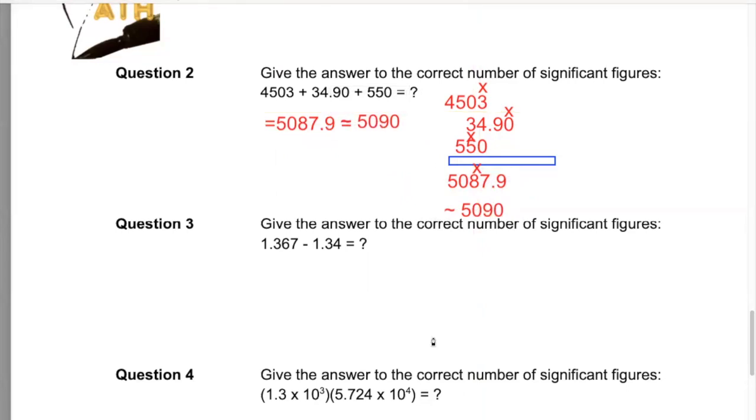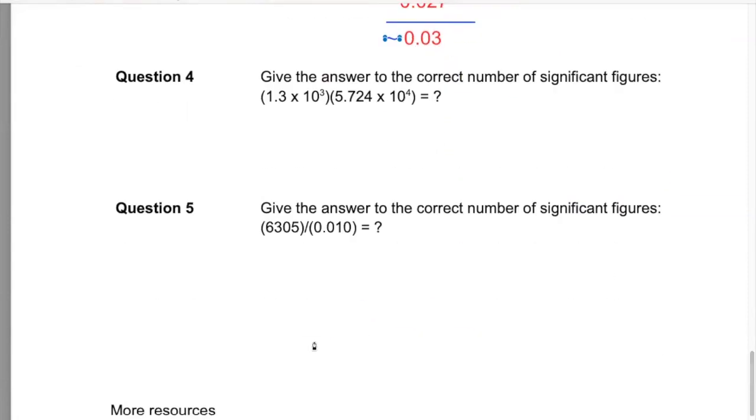Give the answer to the correct number of sig figs for the bottom. So you do the math again, 1.367. And then the least known digit given here is 7. This one is 4. So we have to round it to that number 4, where that is. So it's the 0.01 digit. If you do the math, the answer is 0.027. Therefore, we have to round it to this digit right here. So the answer is 0.03. That's the final answer.